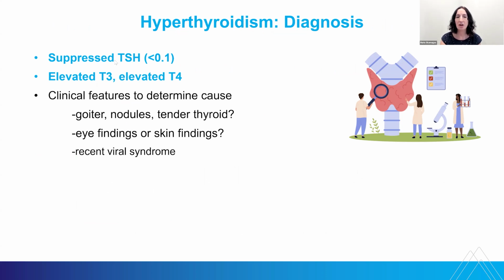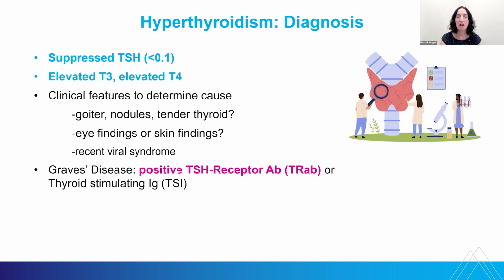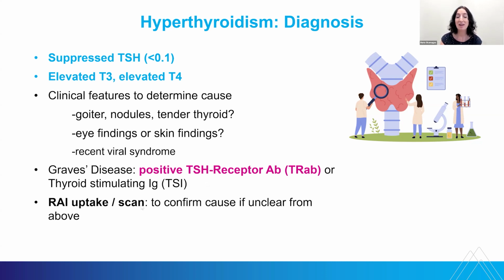What's the pattern of the thyroid level? So has the TSH slowly been getting lower and lower, maybe to indicate toxic nodules? Or did the person go from normal to abnormal quickly, maybe to indicate Graves or a thyroiditis? So for Graves, again, it's very helpful if you can check a positive TSH receptor antibody in your hyperthyroid patients. About 90% of Graves patients will have positive antibodies in the blood, and then you pretty much have your answer. If you're not certain, you can do a radioactive iodine scan to determine what the etiology is.